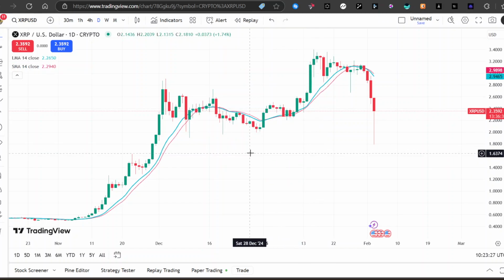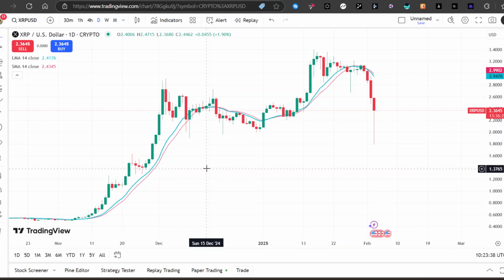So we can see that the red colored moving average is the SMA, while the blue colored moving average is the LMA. Basically the simple moving average is the most basic moving average, and it calculates the average price over a fixed period. It's slow to react and it lags behind price action.